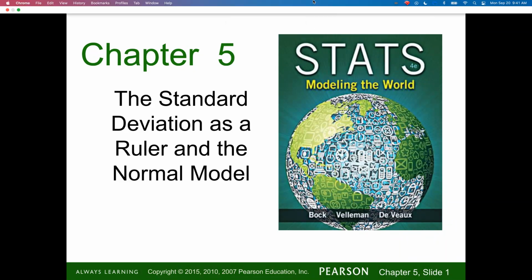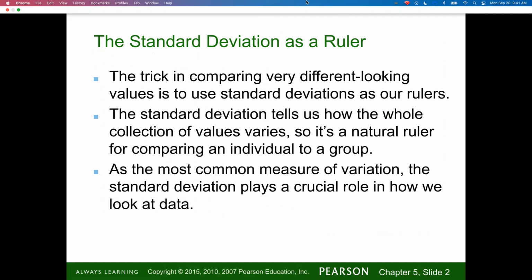All right, so for Chapter 5, we're going to talk about standard deviation as a ruler, or I'll say the word metric a lot, of a normal model. Now, normal distribution, you've heard people talk about a bell curve and normal distribution. A lot of things in nature have a normal distribution.